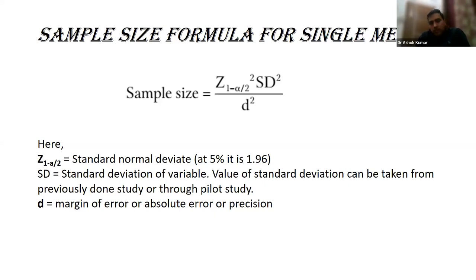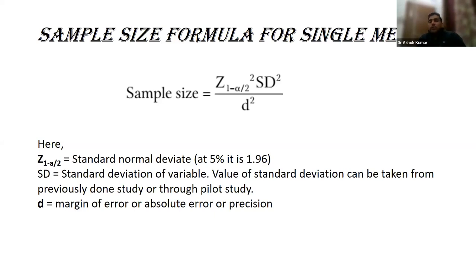So here comes Z1 minus alpha by 2. As I told you, in a descriptive or cross-sectional study, use Z1 minus alpha by 2. It is the value you have to remember. At 5%, it is always 1.96. Squared, SD squared divided by D squared.